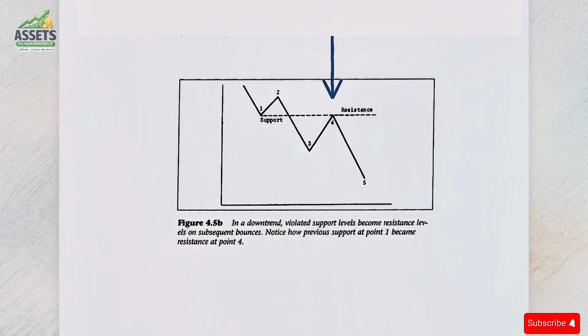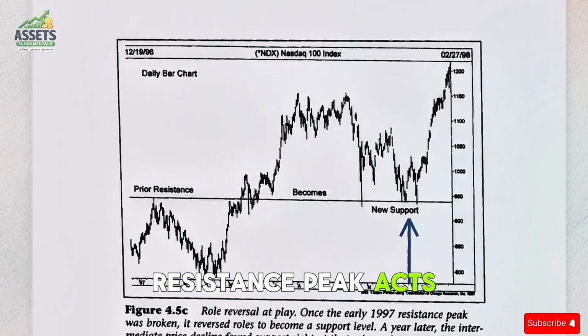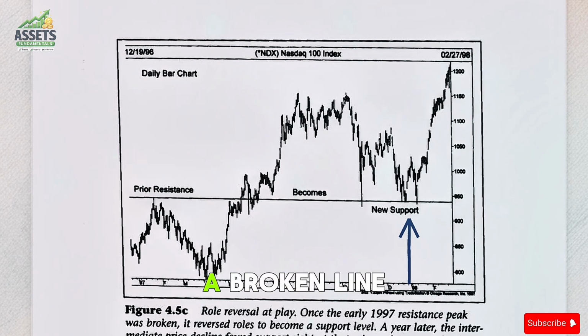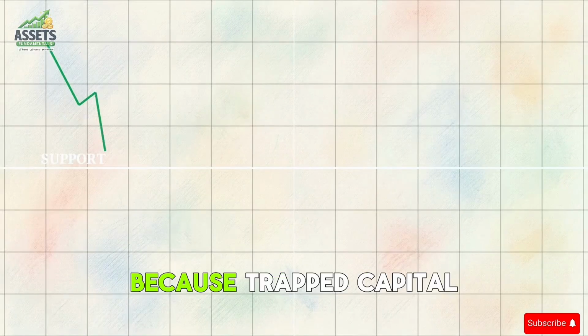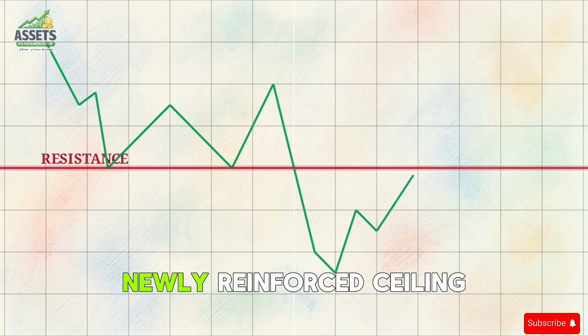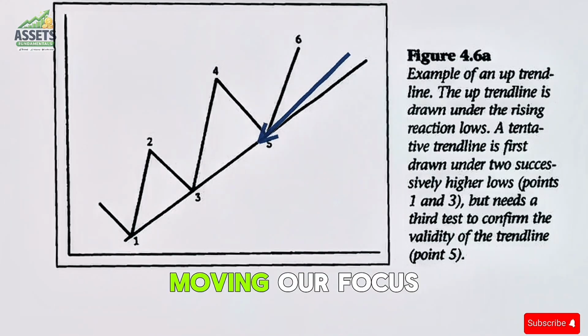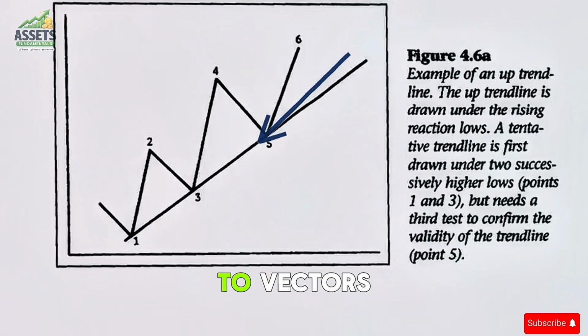This daily bar chart of the Nasdaq 100 index shows this trap playing out in reality, separated by several months, where a prior resistance peak acts as a floor of new support. A broken line on a chart persists because trapped capital flips its vector, transforming a historical floor into a newly reinforced ceiling. This chart plots an upward angled line, moving our focus from horizontal barriers to vectors.